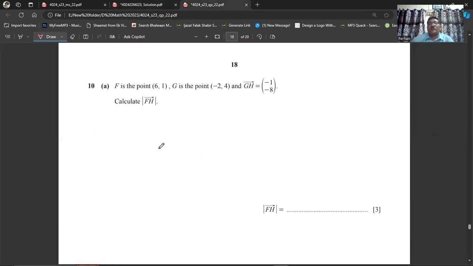Okay, so we are on the last question. Question number 10, part A. It says F is the point (6, 1), G is the point (-2, 4), and GH is the column vector (-1, -8). Calculate FH.